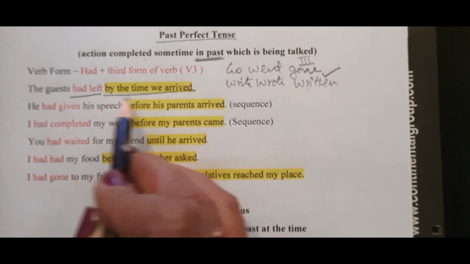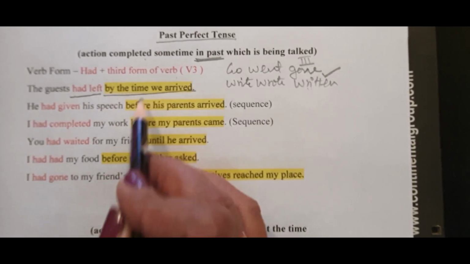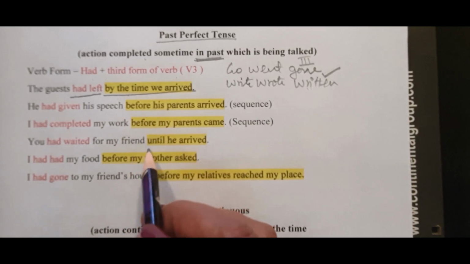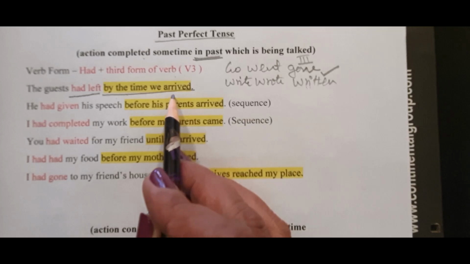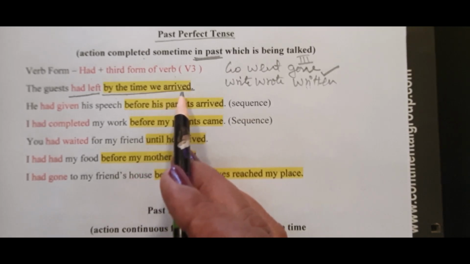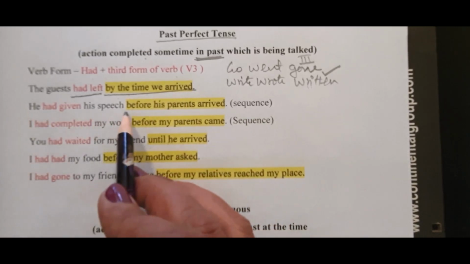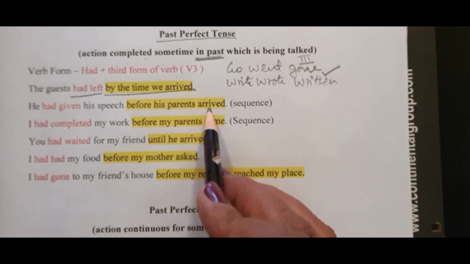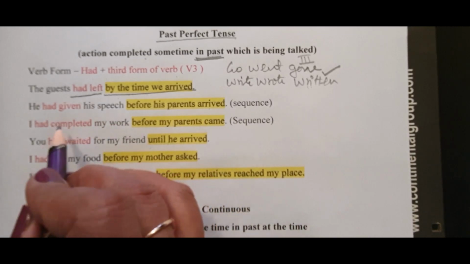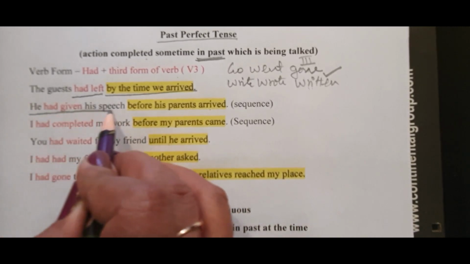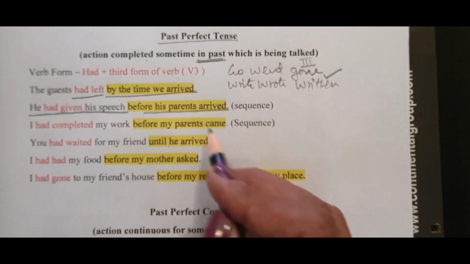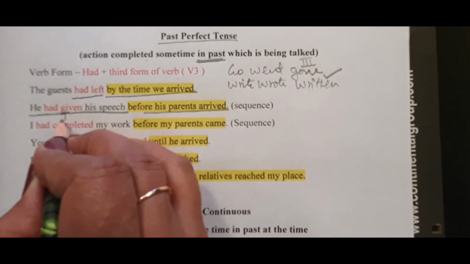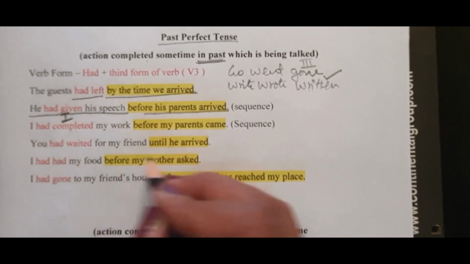We use certain time expressions: by the time, before, until, or after. So these things are very important in order to understand and use past perfect tense. He had given his speech before his parents arrived. Two things happened. One thing happened earlier and the other thing happened later on. This happened earlier. This was the first action.